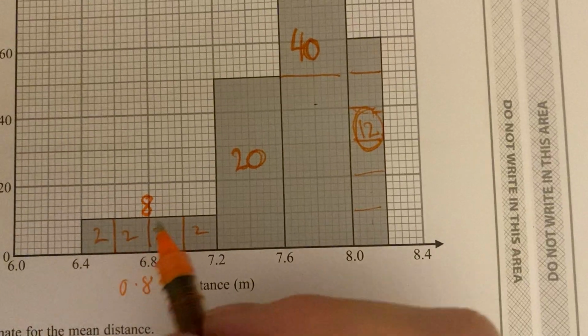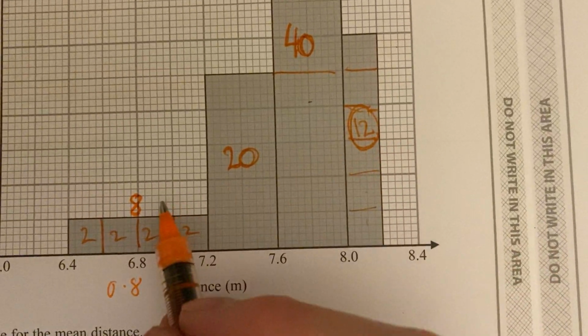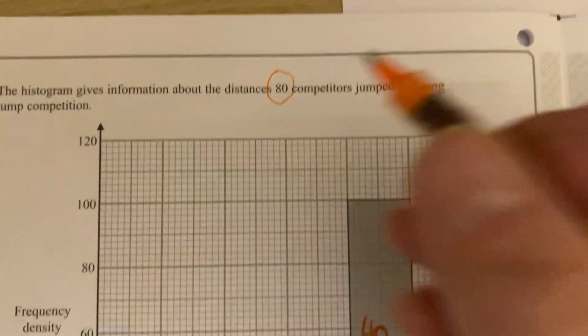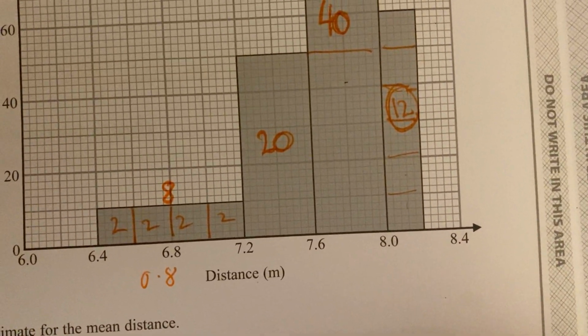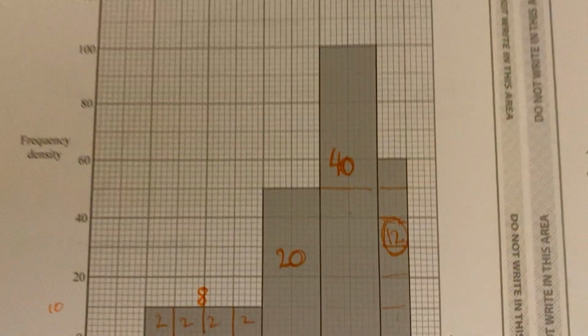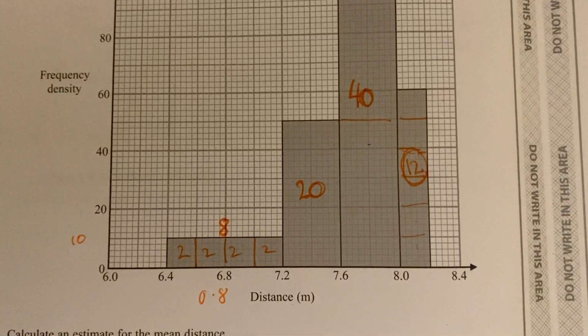Now if I add all that together, that number bonds to 20, 20, that's 80 people. Actually, that's what they said there. All that for nothing, they had already told us 80 people. So I've done more work than I needed to do, but that's a really good way of showing it, isn't it? So you've learned something there.